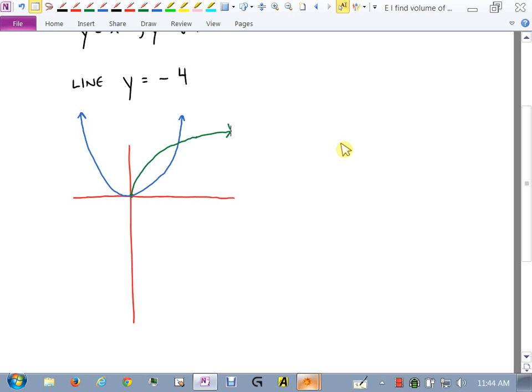We want the region bounded by those two. So we want this, but we want to rotate it not around the x-axis, but around the line y equals -4. So I'm going to come down 1, 2, 3, 4, -4, and this is my axis of rotation. Now, are we going to get a different volume rotating it around that axis than we would if we rotate it around the x-axis?